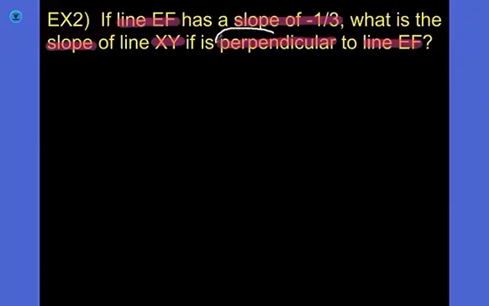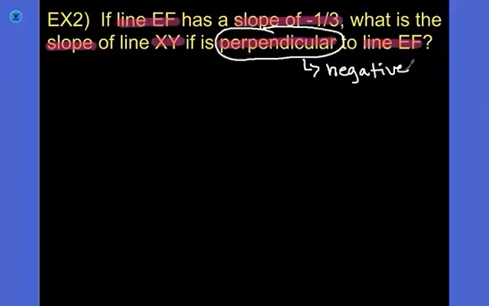So that word perpendicular tells me that my slopes have to be negative reciprocals, which just means flipped fractions that have changed the sign.